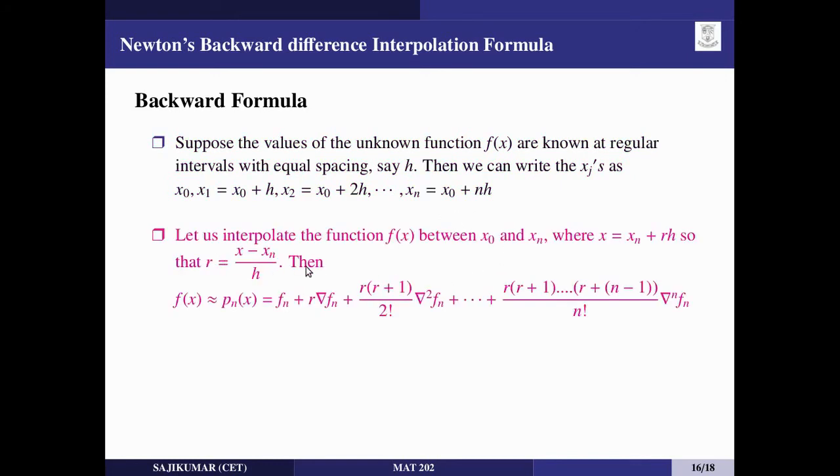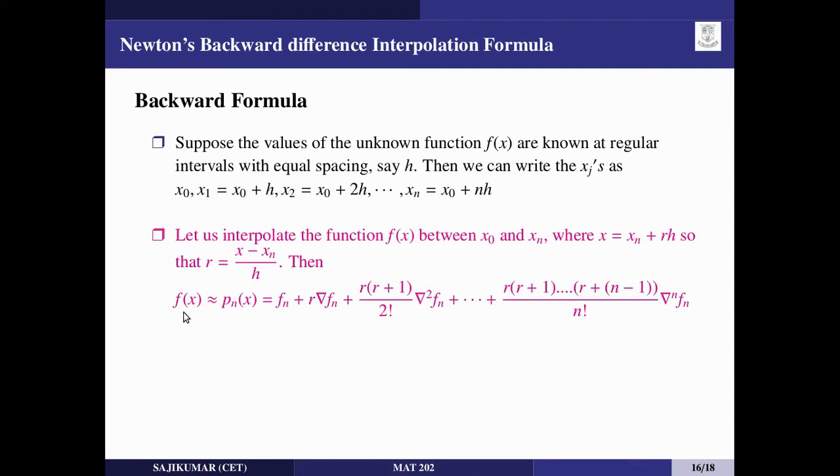We are considering the reference point as xn, and we are interpolating in between x0 and xn. In terms of xn we can write that x is equal to xn plus rh, if you are choosing xn as the reference point, so that r is equal to x minus xn divided by h.